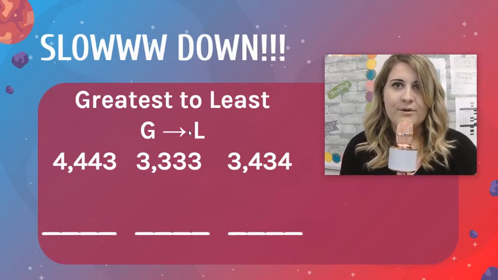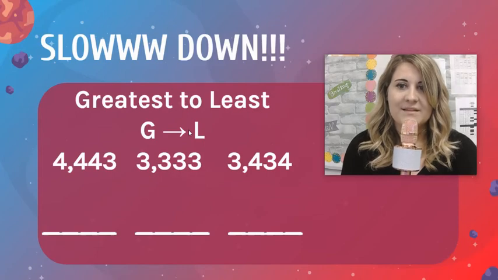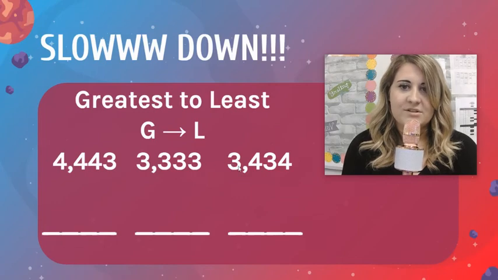So you can pause the video if you want to try it on your own, or go ahead and keep listening. All right, we are going to look at the first digit in all of these because we have all 4-digit numbers. We have a 4, a 3, and a 3. Which one of those is the largest? Clearly, the 4. So that's going to be our biggest number, 4,443.